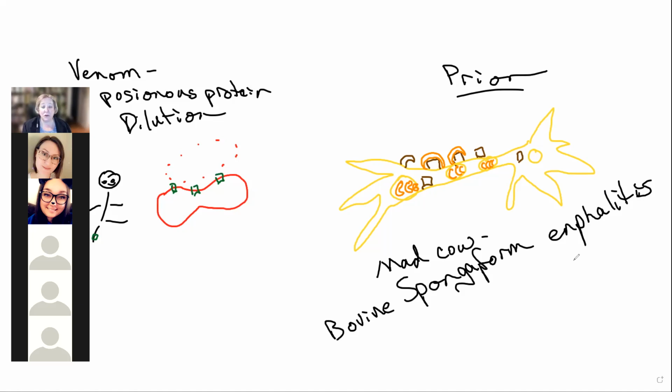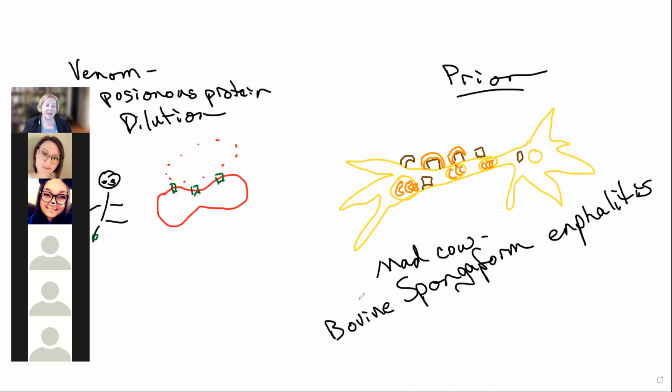When we take a look at their brains, we see big holes. That's the spongiform. Their brains look like sponges. It's because these prions have been accumulating in neurons, and the neurons have died.